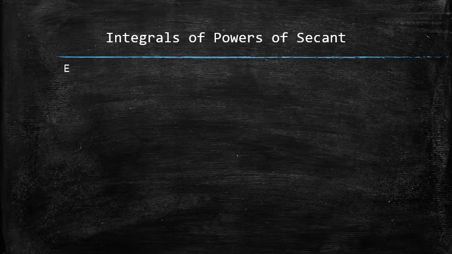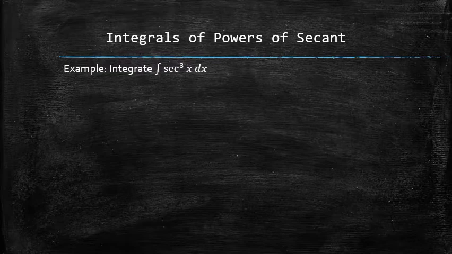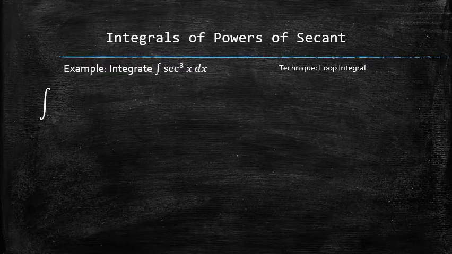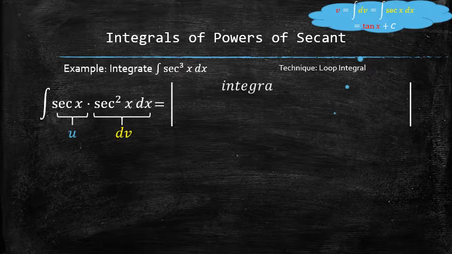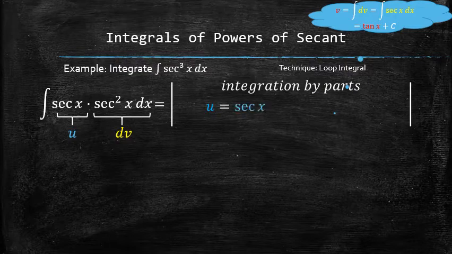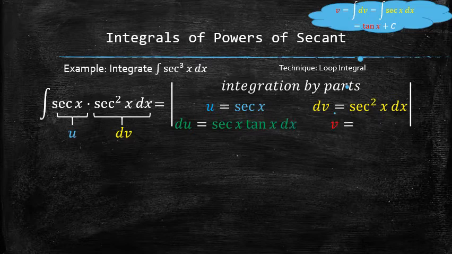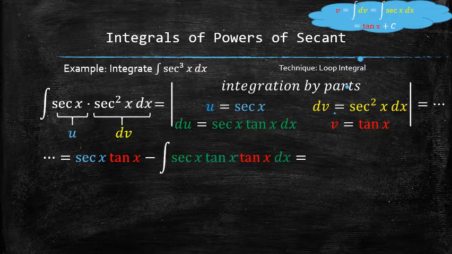Let's find the general antiderivative of the cube of secant function, using a previously learned technique that leads to a loop integral. We rewrite the integrand and choose u and dv and integrate by parts by differentiating u to find du and integrating dv to find v. We apply the formula and combine the like terms to produce a new integral.